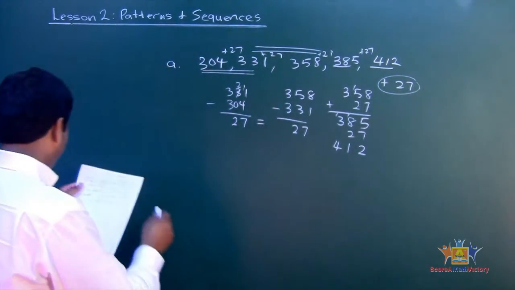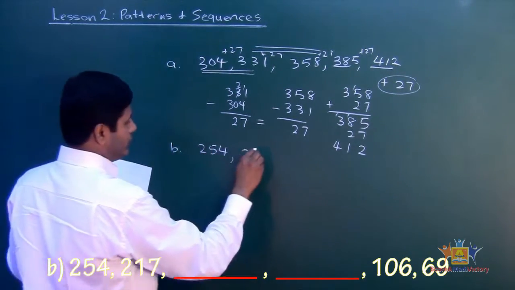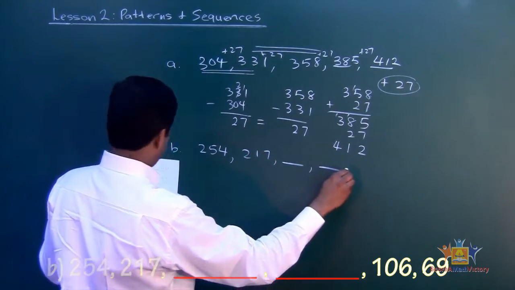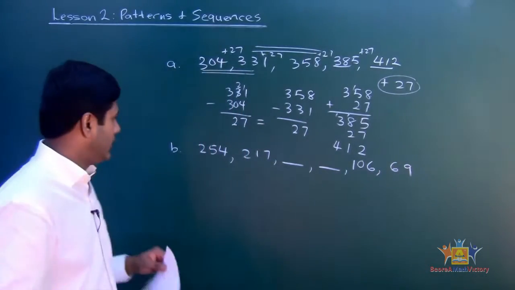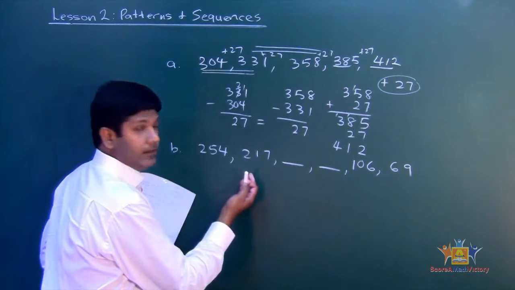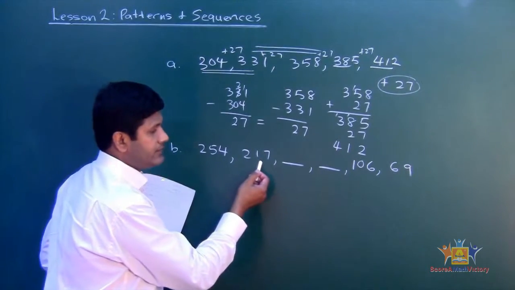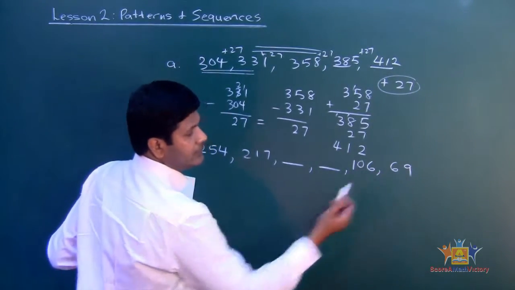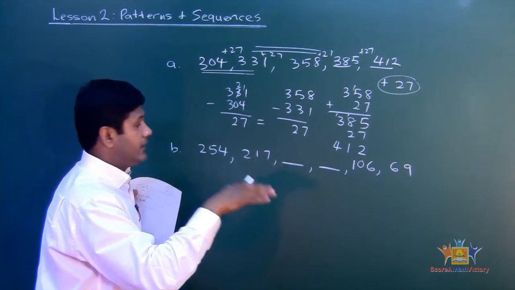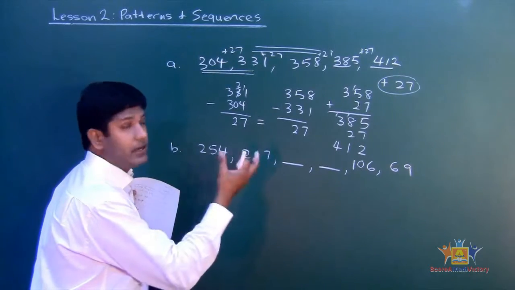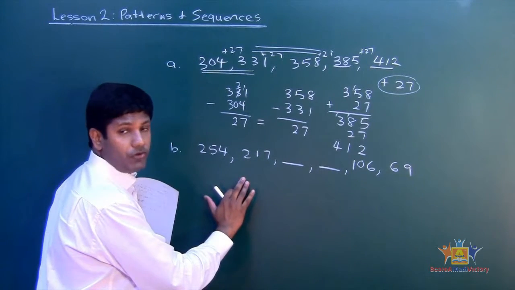All right, let's look at problem B. Problem B, you're given 254, 217, and then blank, and then 106 and 69. Look at that. What kind of sequence is that? It's decreasing. See that? 254, 217, and then we have 2 blanks, and then 106, 69. Is it a rapid decrease? No, it's a slow decrease. See that? That means it could be what? For sure it's not going to be addition or multiplication because it's decreasing. So it could be subtraction or division.